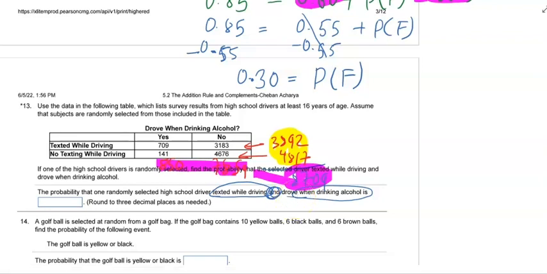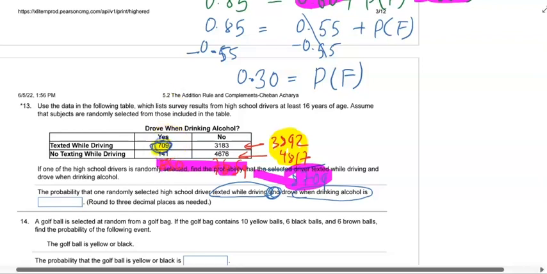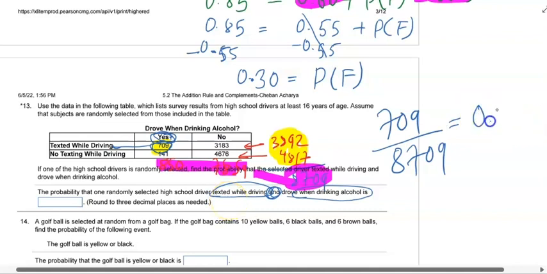Notice that 709 people text while driving and also drove while drinking alcohol. So the probability is going to be 709 who do both, text while driving and drove when drinking alcohol, out of 8,709. If you divide these two numbers and round it to 3 decimal places, your answer is going to be 0.081.